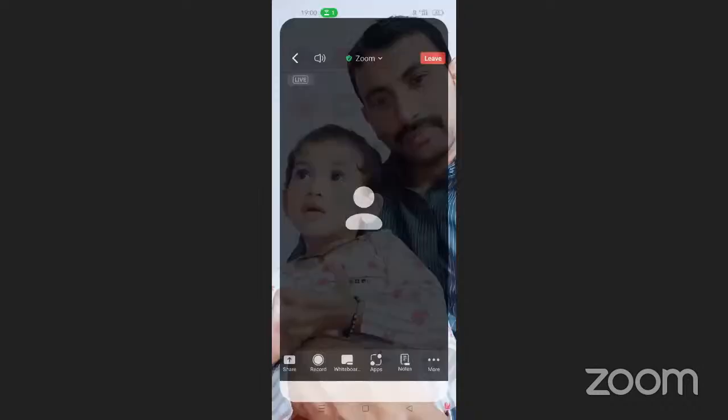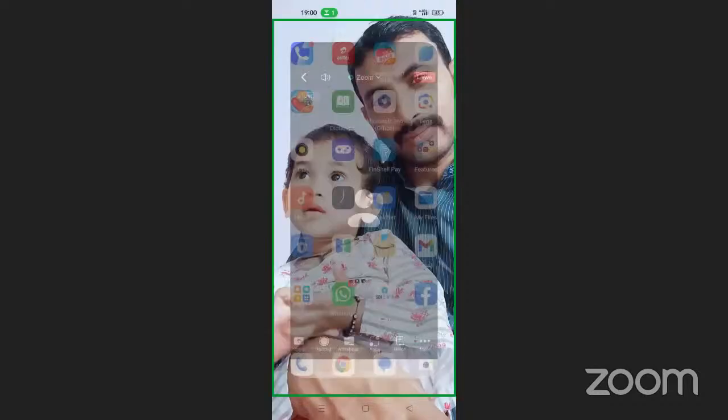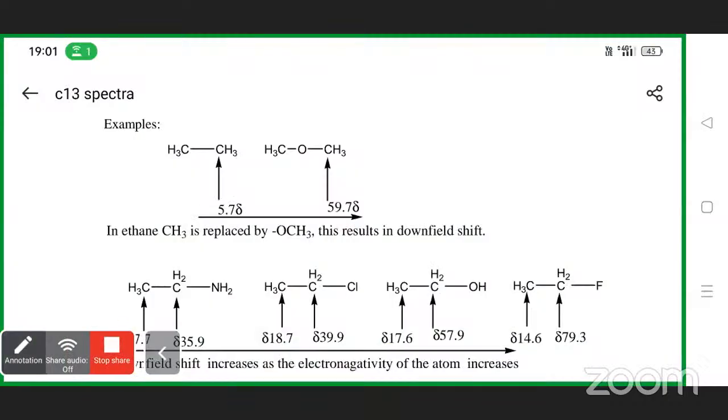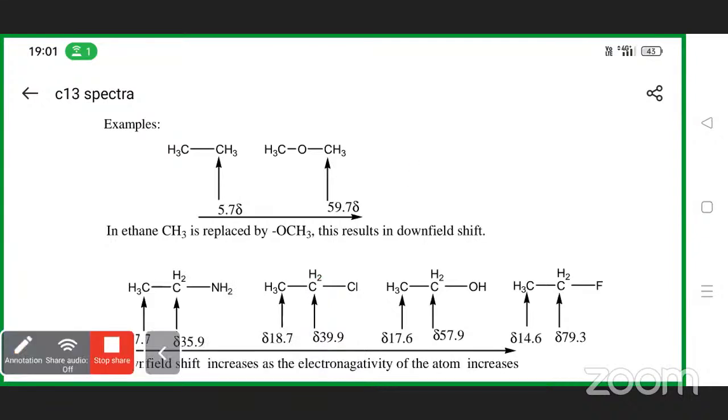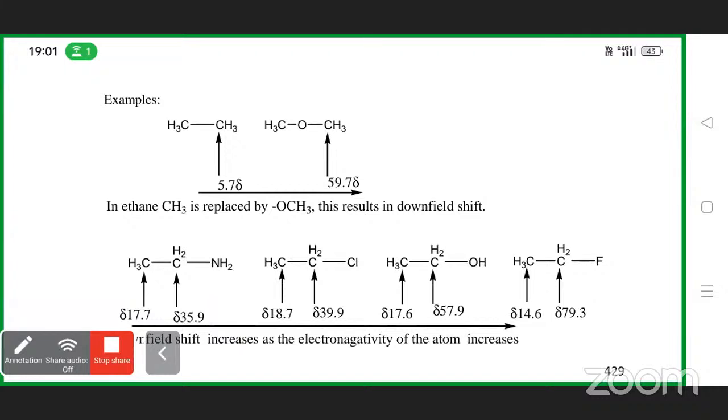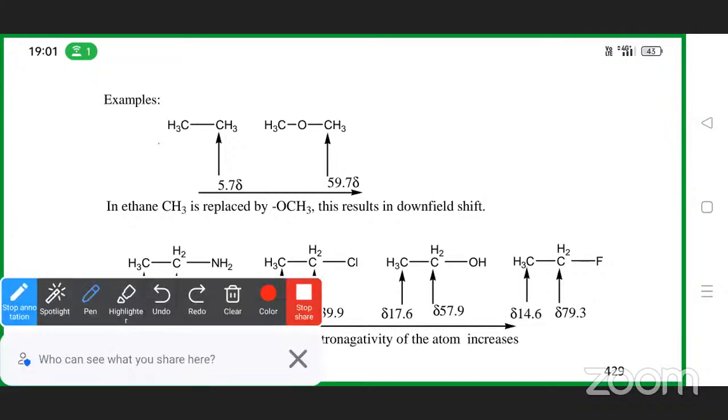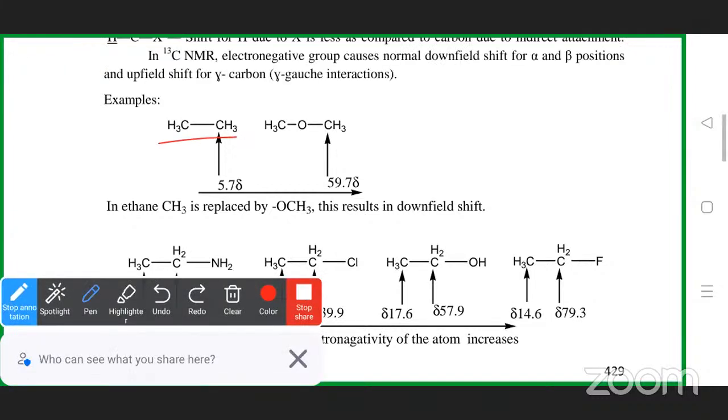In both cases, C13 spectra, activity, delta. So here we'll see one example. Right, here is methane and ethane, where this carbon is an alkane, at 5.7 delta.